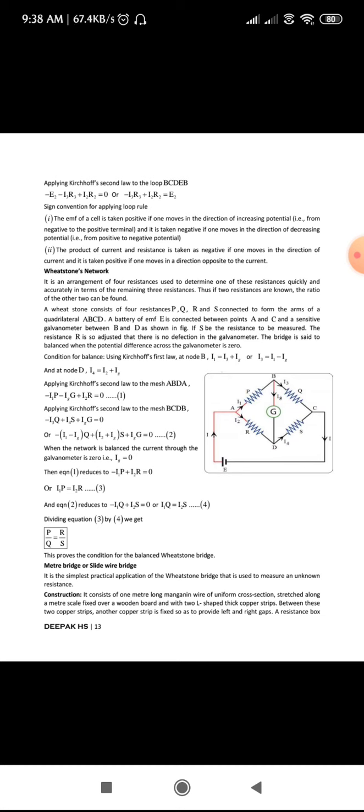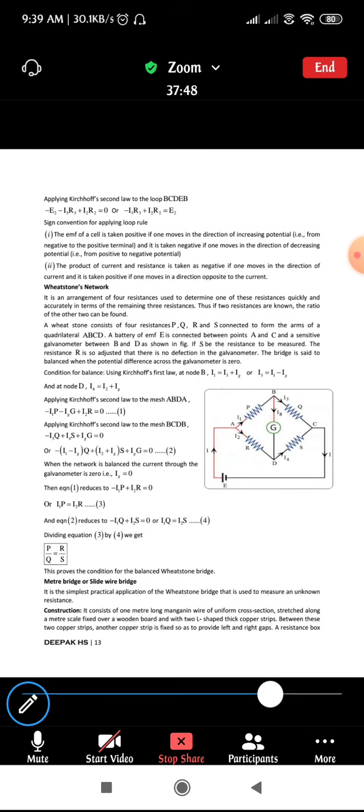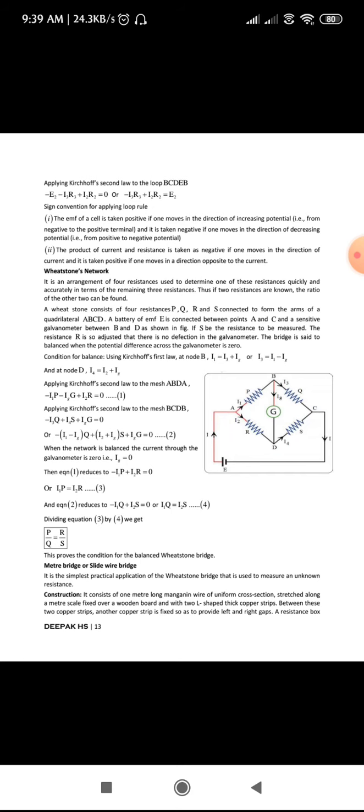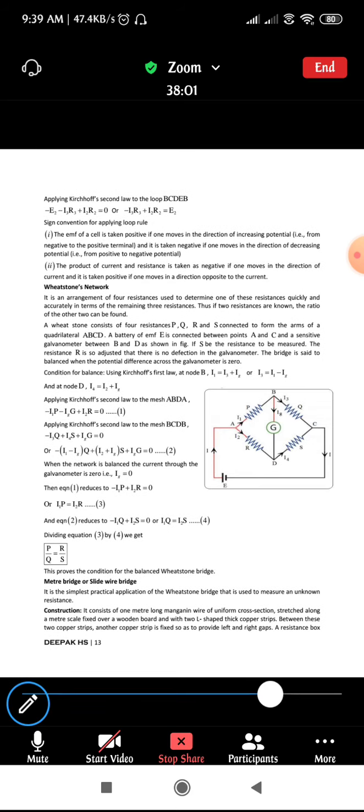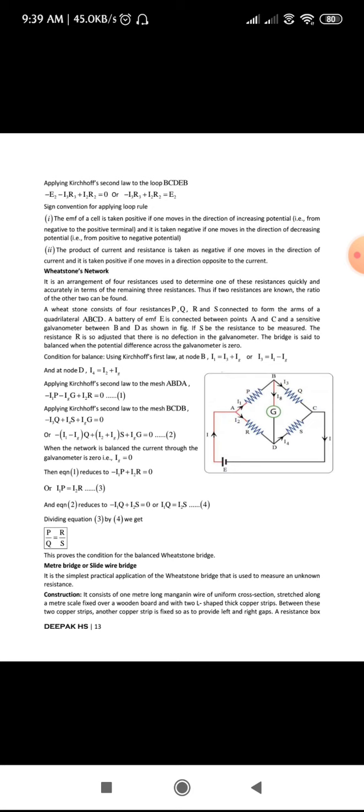Okay, P by Q is equal to R by S shows the condition for a balanced Wheatstone bridge, okay? P by Q is equal to R by S is nothing but the condition for a balanced Wheatstone bridge, we call. So next we have the meter bridge or slide wire bridge, okay? I'll just read out those 2 lines. It is the simplest practical application of the Wheatstone bridge that is used to measure an unknown resistance, okay? So the practical application of the meter bridge is that, by making use of this meter bridge, we are going to find the value of the unknown resistance, okay?